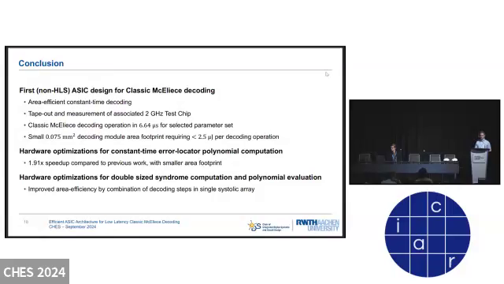And through the additional hardware optimizations that we introduced, we were able to achieve an almost 2x speedup for computing error locator polynomials, while at the same time requiring fewer arithmetic resources. And by combining the other 2 steps of the decoding algorithm, we can also increase the area efficiency of our design. That concludes my presentation.